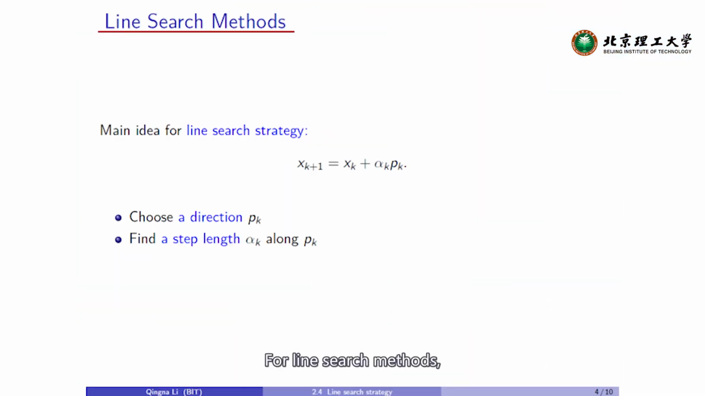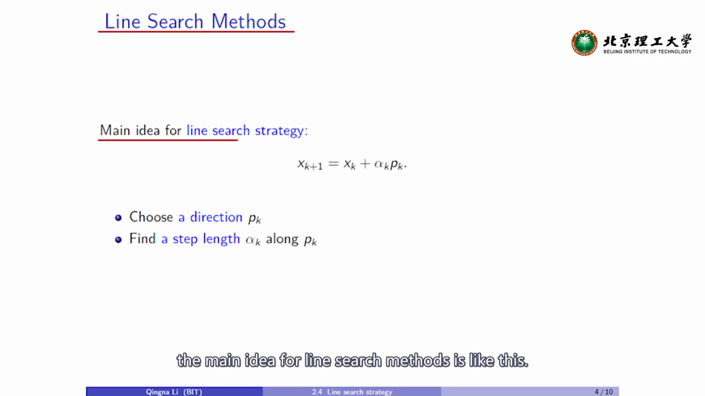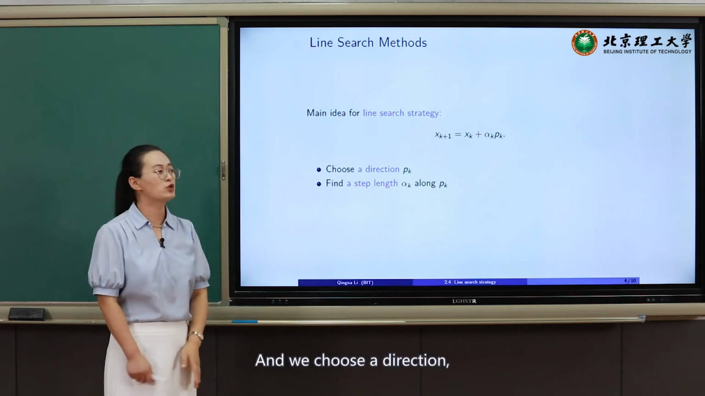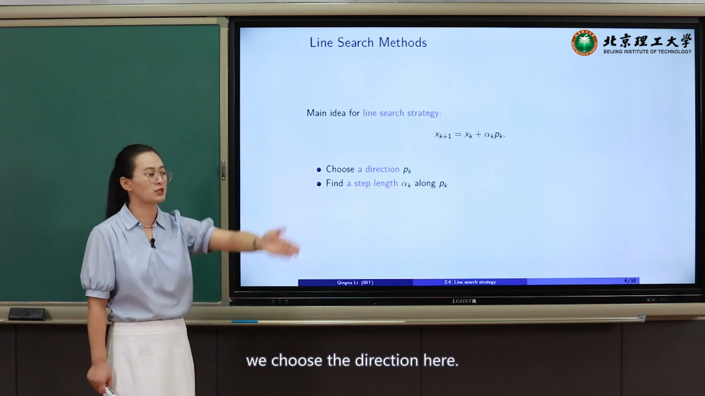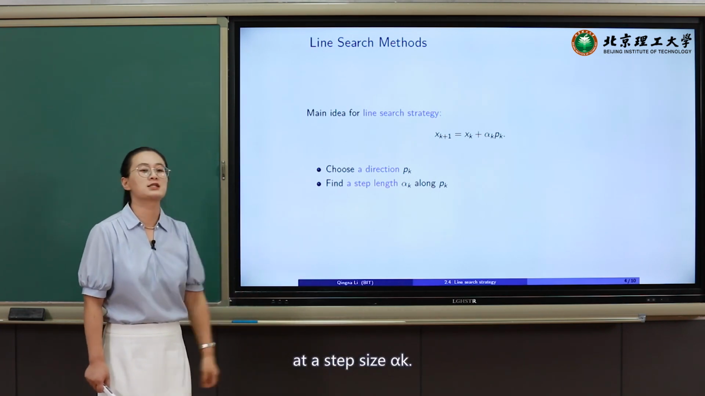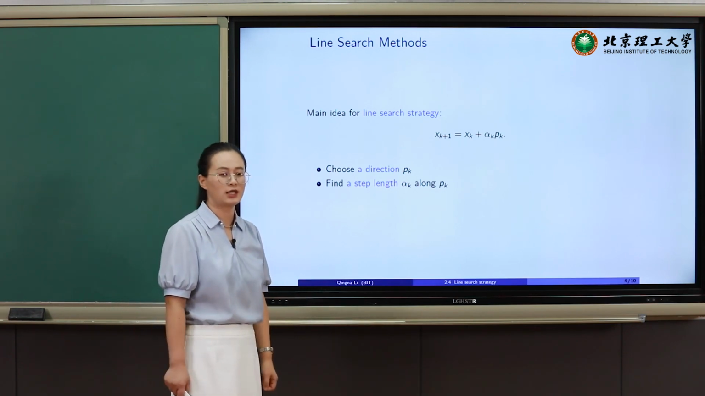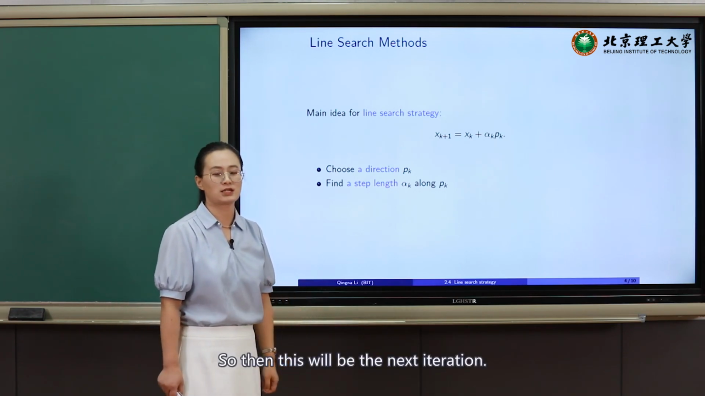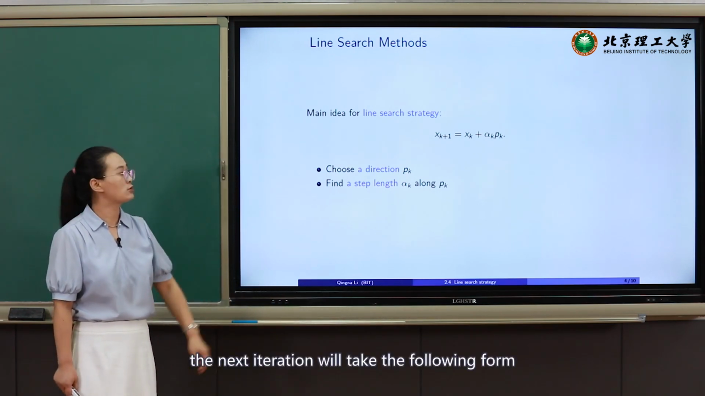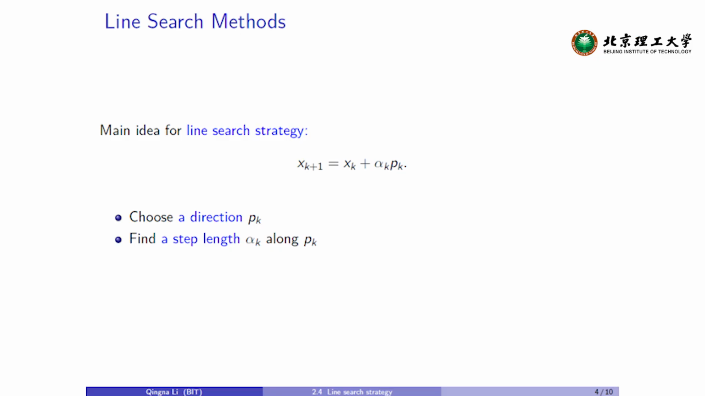For line search methods, the main idea is like this. Standing at the current iterate, we choose a direction. For example, we choose the direction here. Then we move along this direction at a step size alpha k. Okay, so then this will be the next iterate. Mathematically speaking, the next iterate takes the following form: xk plus 1 equals xk plus alpha k multiplied by pk.